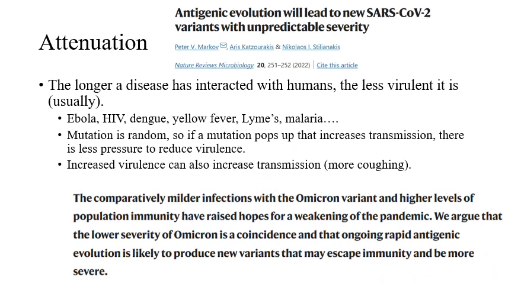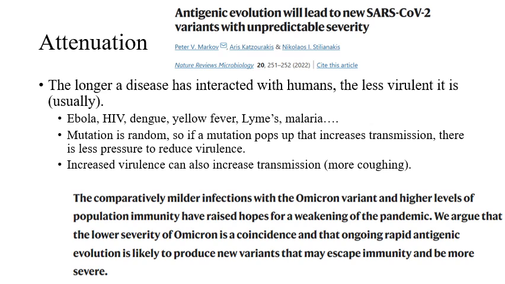Another thing that tends to shape a virus's virulence is how long it's interacted with humans. The longer diseases interact with humans, the less virulent it is, usually. This isn't always true, though, because mutation is random. So if a random mutation pops up that increases transmission, then there's less of a pressure to reduce virulence, right? But increased virulence can also increase transmission sometimes too.